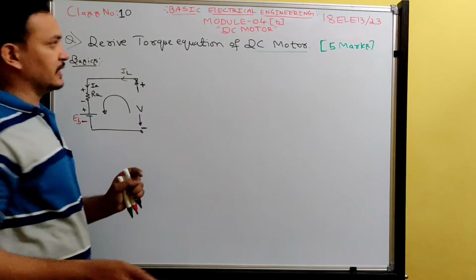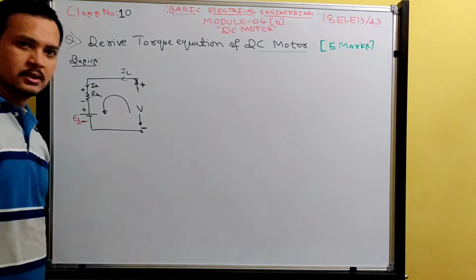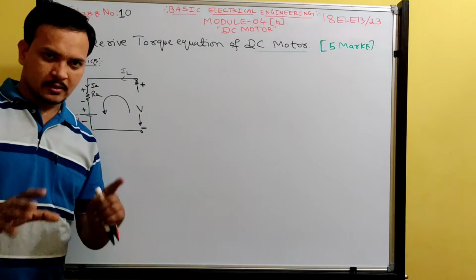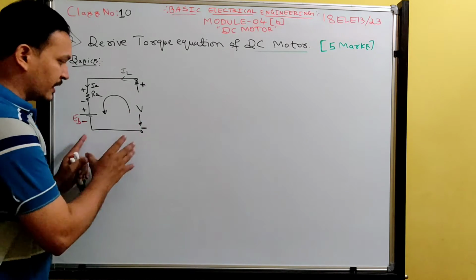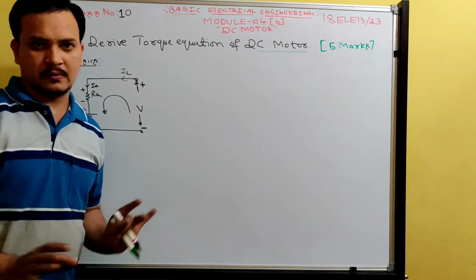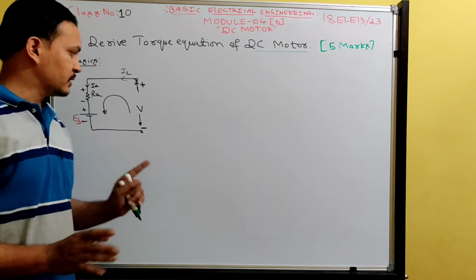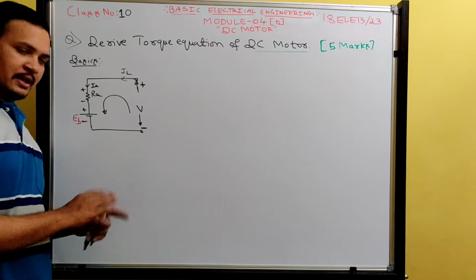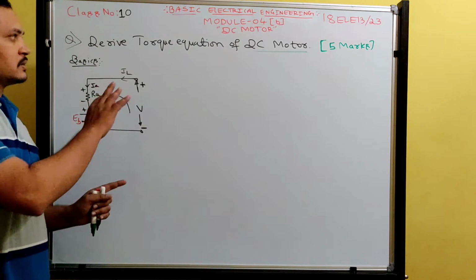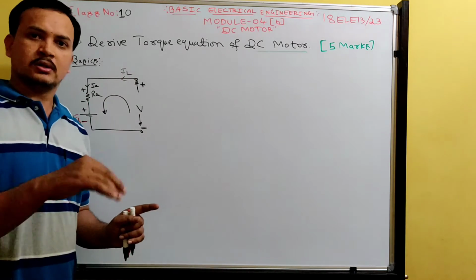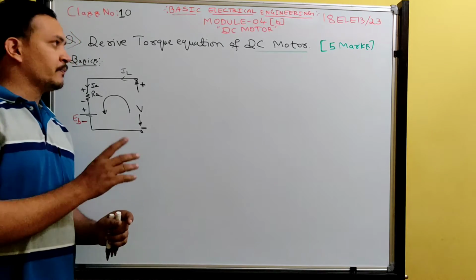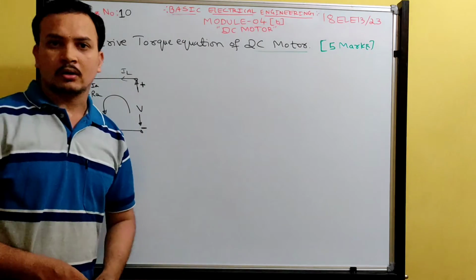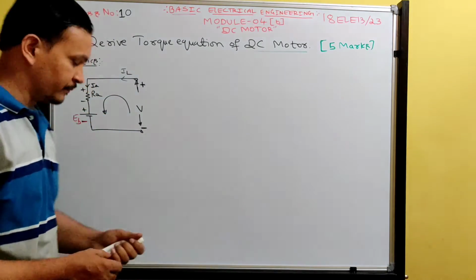See, before starting the derivation of torque equation, I am going to explain some basics, and whatever basics I explain, you don't write those basics in the derivation. Okay, got it? Once the basics are completed, I will erase everything. Then I will start the derivation. From then onwards, you can start writing. First, listen to the basics. What is required for this torque equation of DC motor?